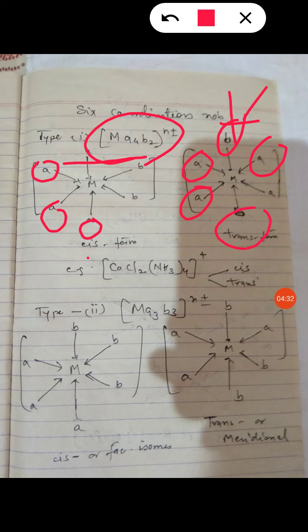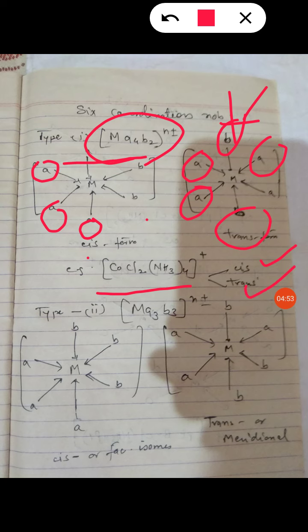So in cis isomerism and trans isomerism, when they are on the same phase, same side, it is said to be cis. If they are on opposite sides, then it is said to be trans. Similarly, an example is given, you have to represent it in terms of cis and trans: cobalt Cl2 (NH3)4 with plus charge, you have to write in cis form as well as trans form.